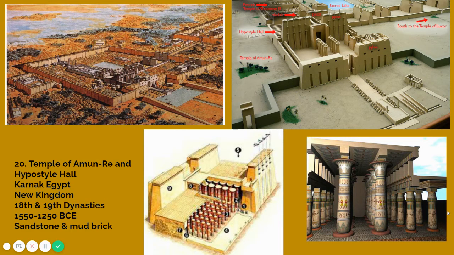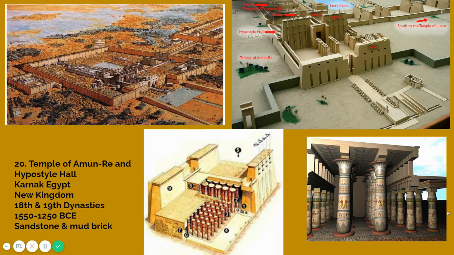Our first image for the New Kingdom is image number 20. It is called the Temple of Amun-Re and Hypostyle Hall. It is located in Karnak, Egypt. It's part of the New Kingdom from the 18th and 19th dynasties. So we're around 1550 to 1250 BCE. We're looking at a complex that's made of sandstone and mud brick.